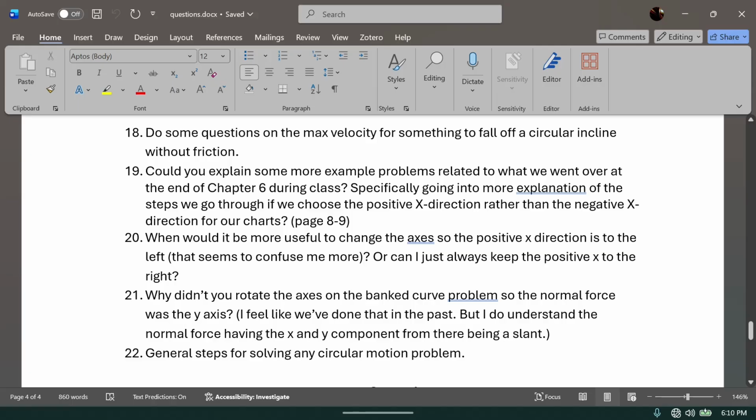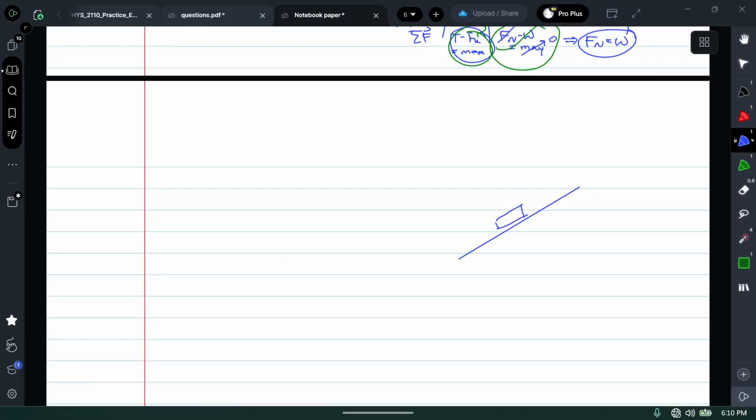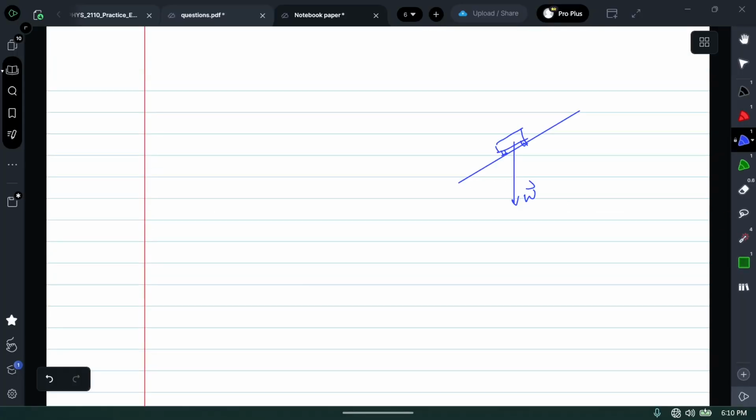18. Do some questions on the max velocity for something to fall off a circular incline without friction. So that's like what we did today. So here's my car. Gravity pulls it down. The surface keeps it from falling through.